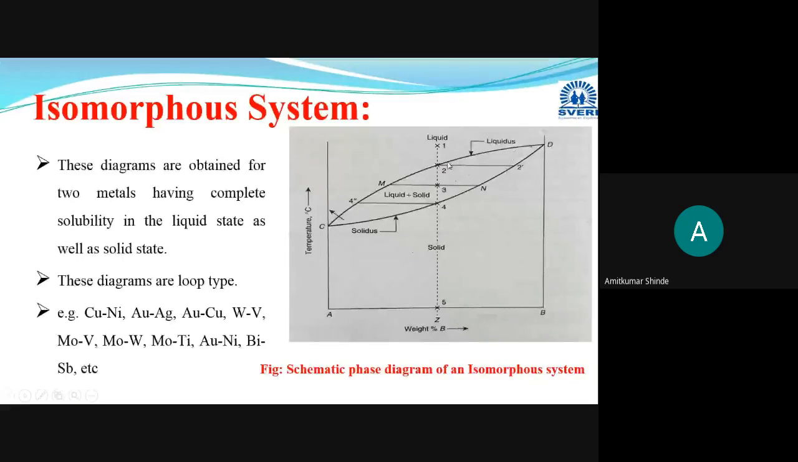Above this line, the metal or alloy will be in the liquid state only. And the lower curve CND, I am highlighting with the cursor, is the solidus line. Below this line, your metal or alloy will be in the solid state only. In between these two lines, in the loop-type curve, your metal or alloy will be in the liquid plus solid state. Above the liquidus line, the metal or alloy will be in the liquid state.